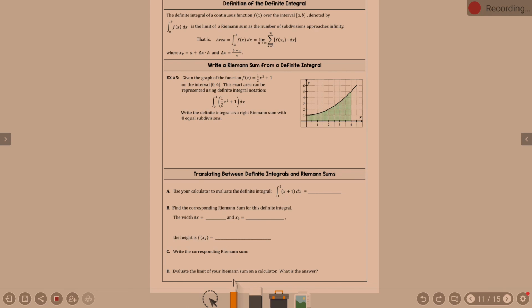So the example, where are we at time-wise? I don't think I want to get into this. We have a graph, we have the interval. The exact area can be represented using this definite integral notation. Write the definite integral as a right Riemann sum. I think we'd be better off to talk about this on Monday because I can try and start it now, but yeah, we're not going to get very far. So we'll talk about it on Monday.